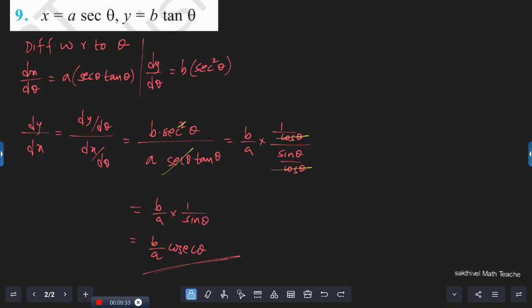Very, very simple question. They will ask these things in MCQ only. 2 marks and all are very rare, MCQ.